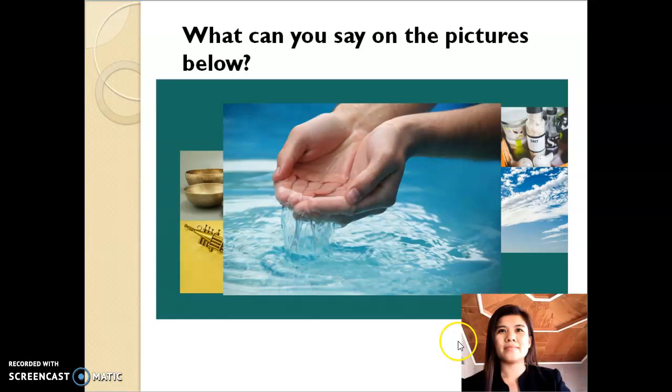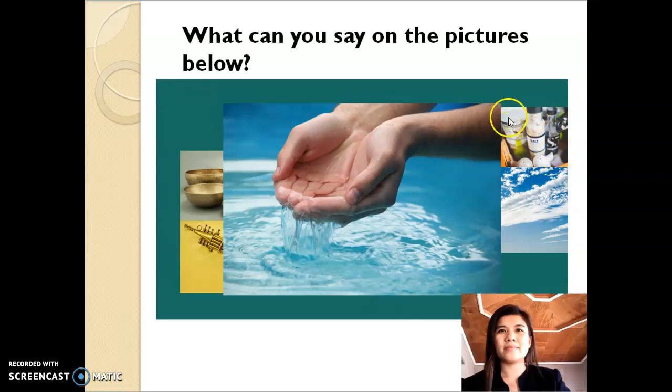Now, we are going to talk about a certain topic in science for grade 7 students. Before we proceed, let me ask you first this question. What can you say on the pictures below? Alright, I give you some time to think about it.